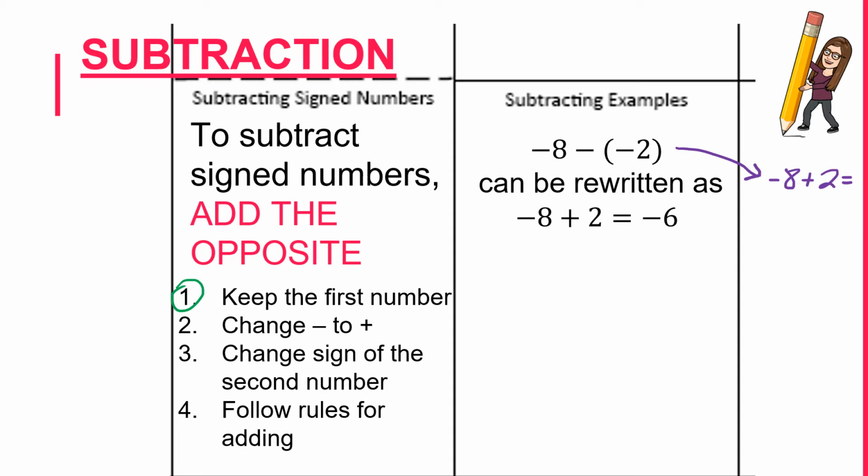Step 1, keep the first number as is. Step 2, change the subtraction to addition. Step 3, change the sign of the second number. So instead of -2, it's now a +2. That creates an addition problem. So when I add different signed numbers, remember the rule, the difference between 8 and 2 is 6. The larger number is negative, so we make our answer negative.